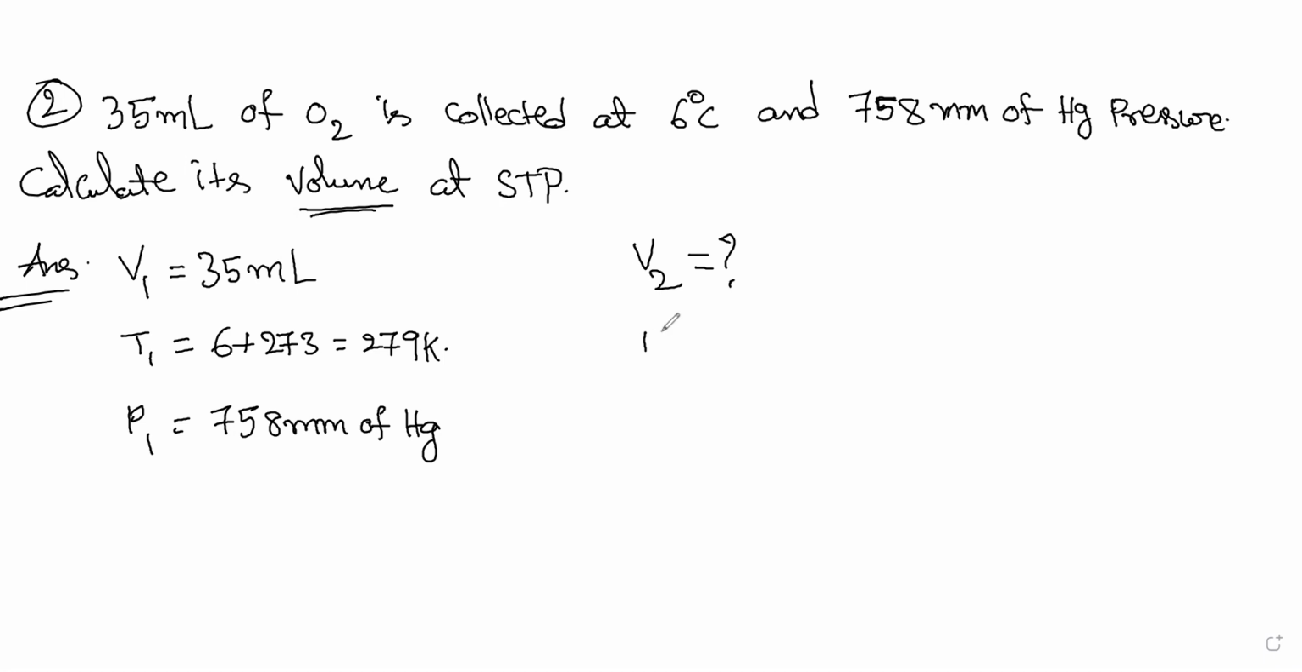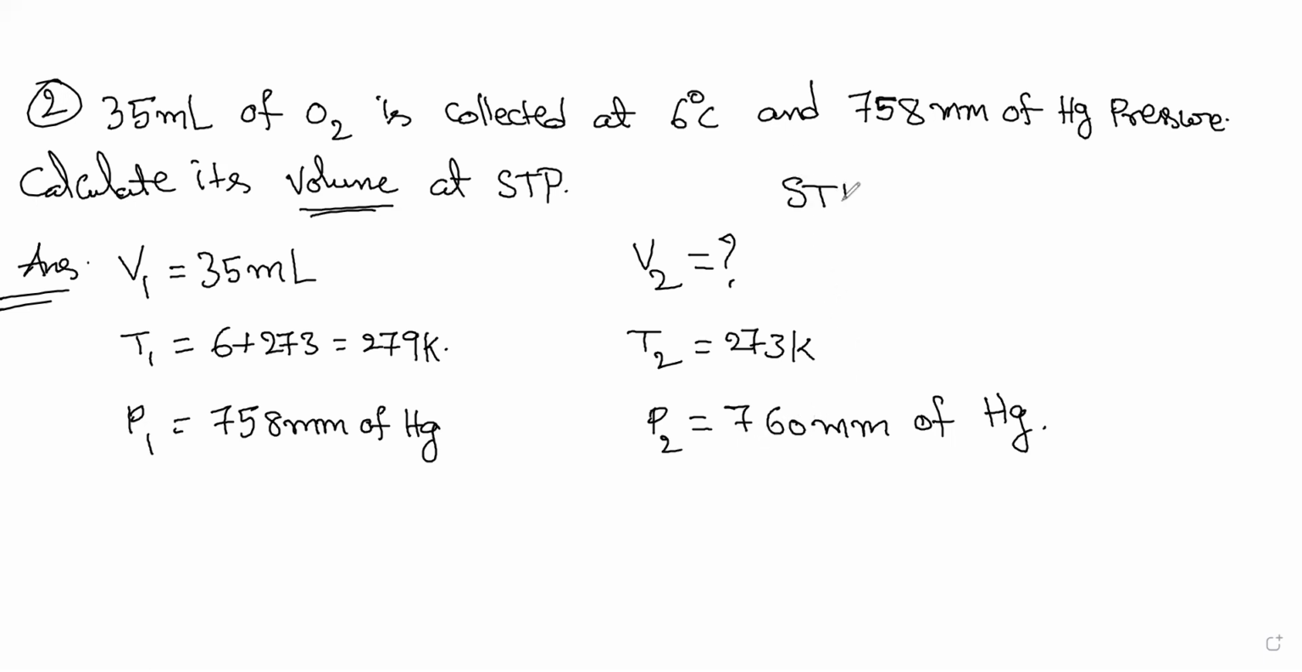And T2. At STP, what is the temperature? 273 Kelvin. STP. And now P2. That is, at STP the pressure will be 760 mm of Hg. You should know this. Pressure at STP is 760 mm of Hg. These are STP conditions, standard temperature and pressure conditions.